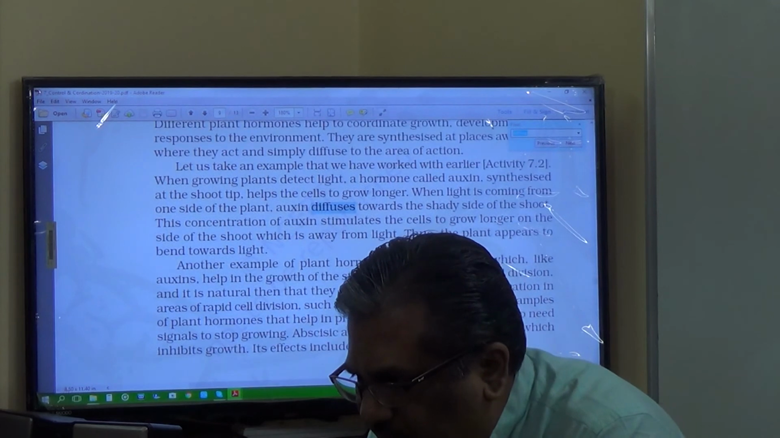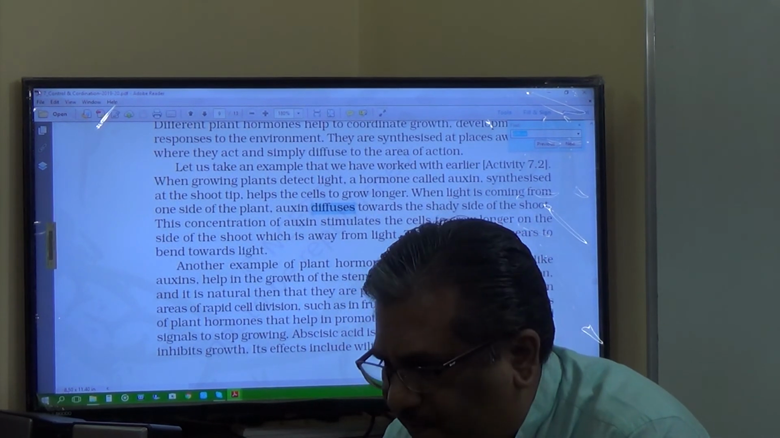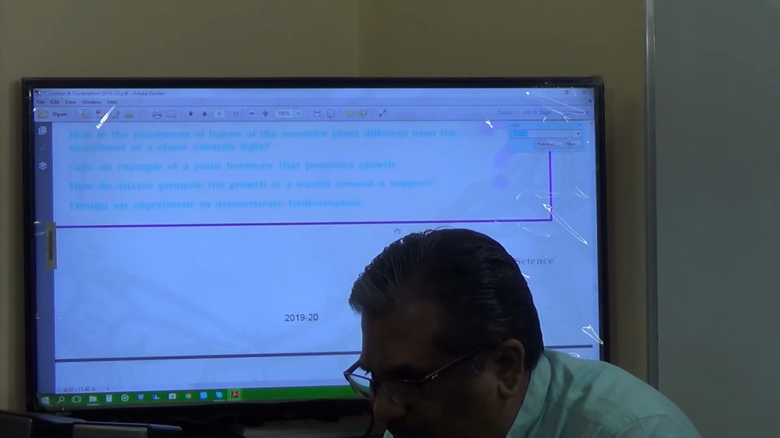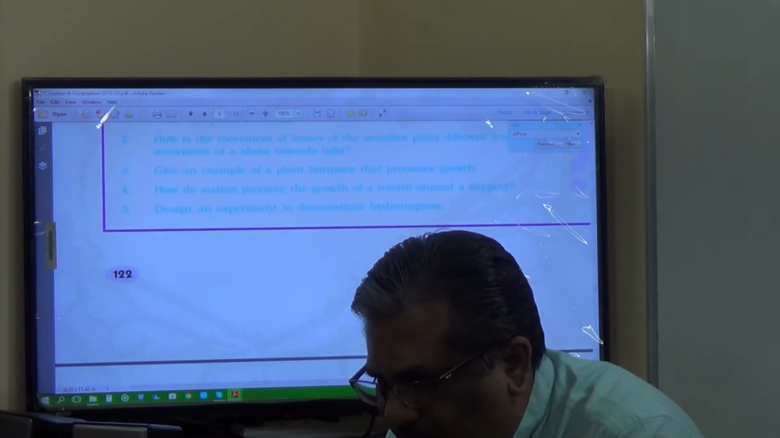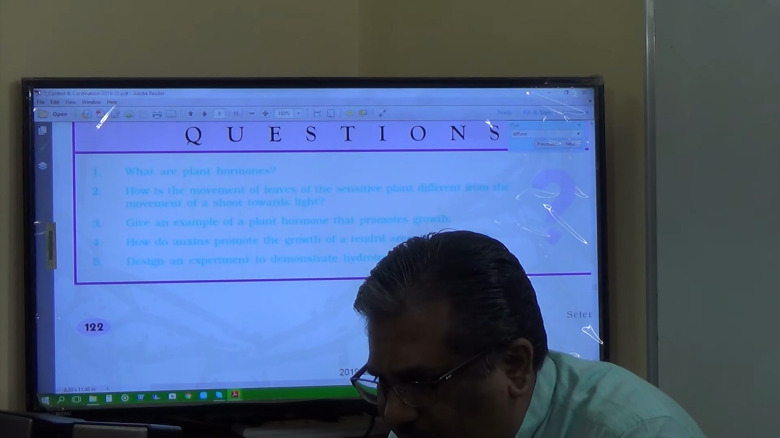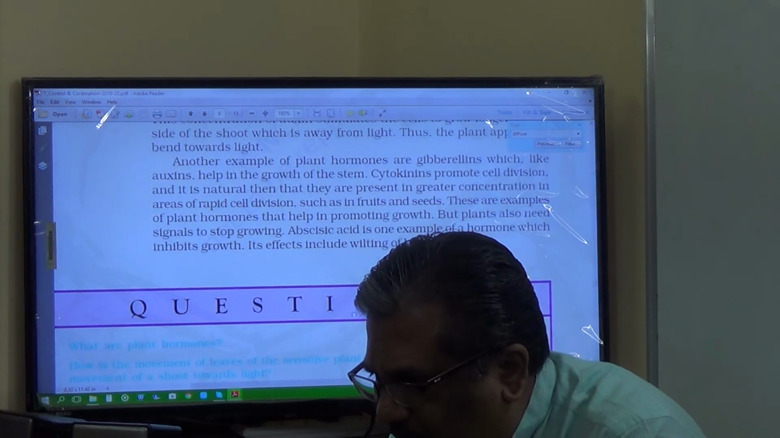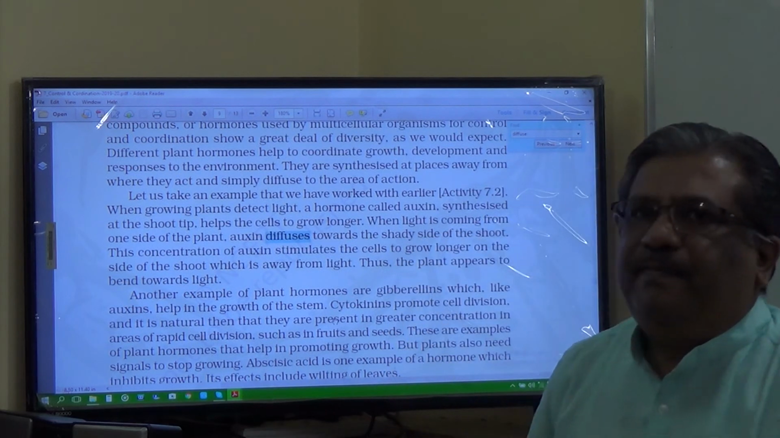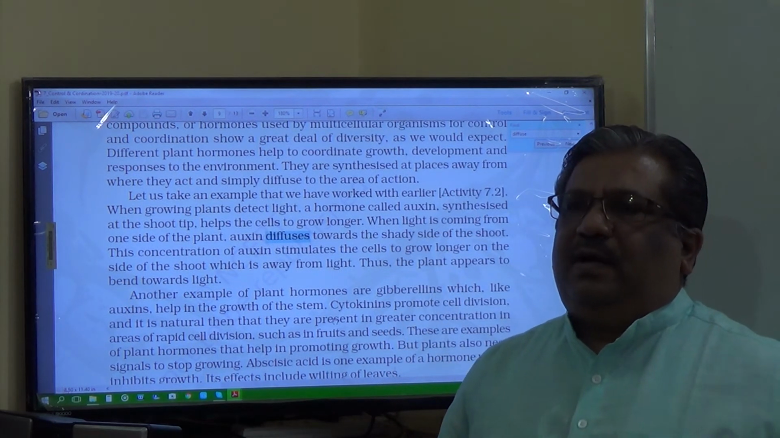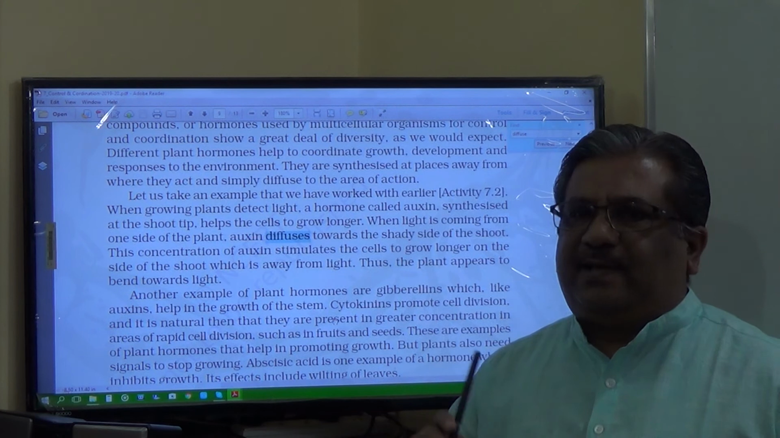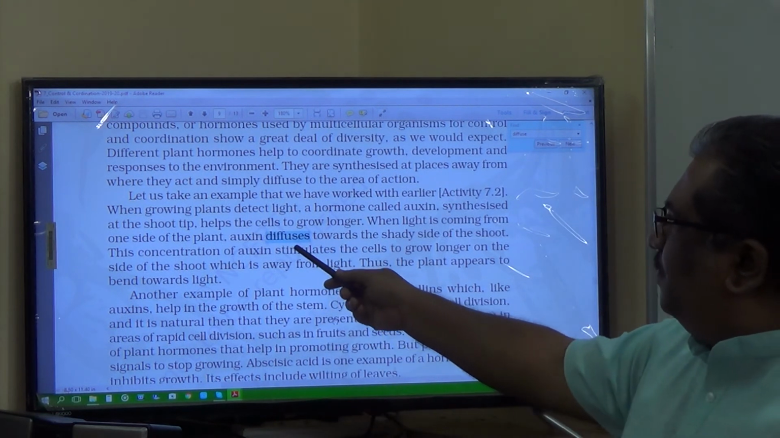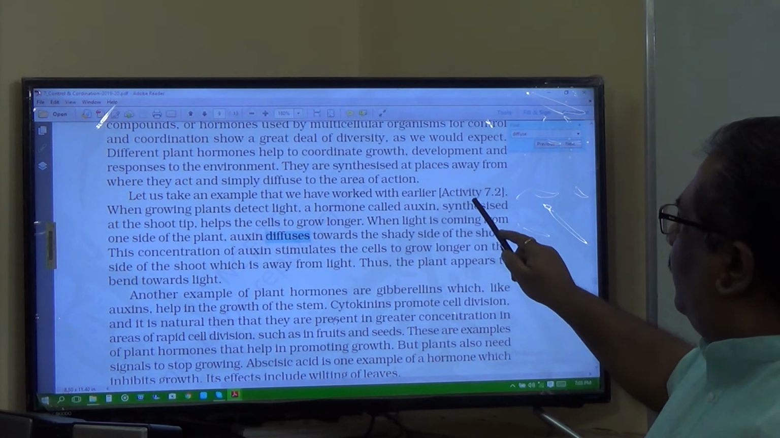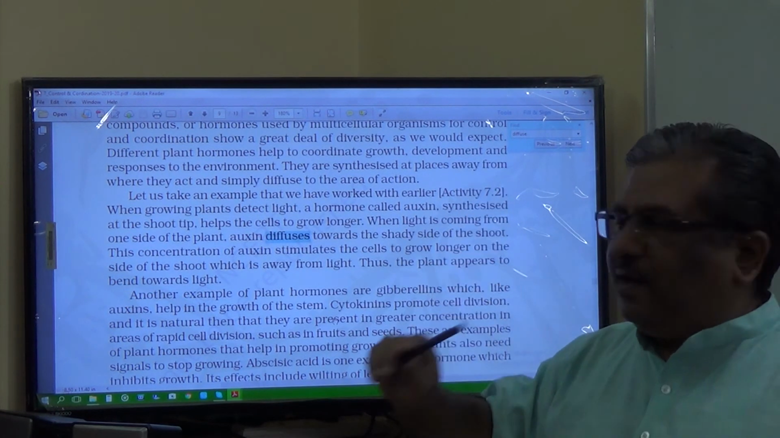See here, I searched with the keyword diffuse, and it is given on page number 122. On page 122, how plants respond to light, or phototropism, is explained here. Just see, diffuse is here. Let us take an example that we worked with earlier, activity 7.2, which we saw there.